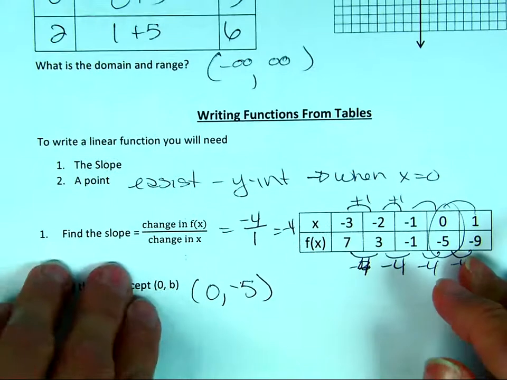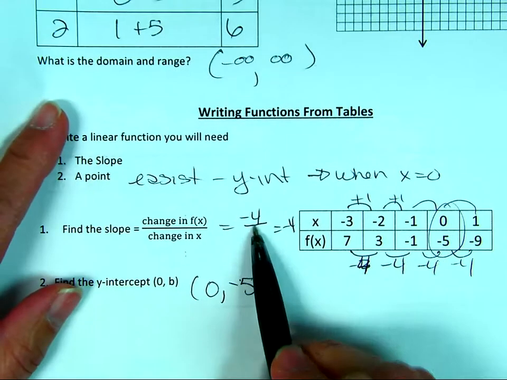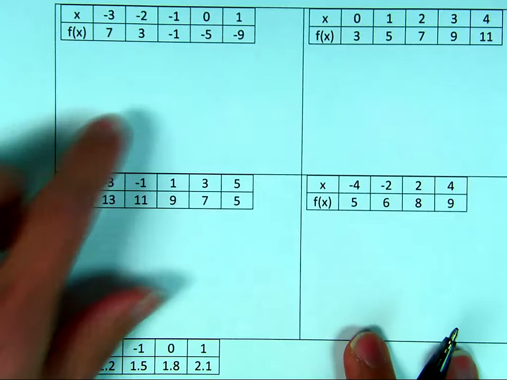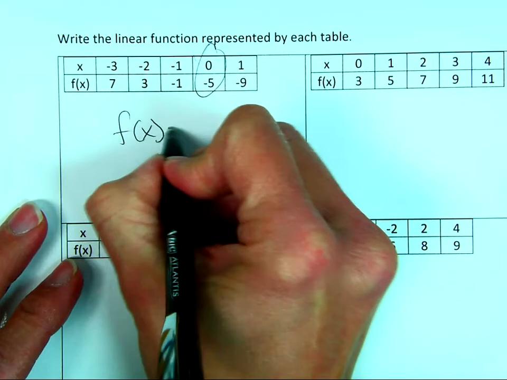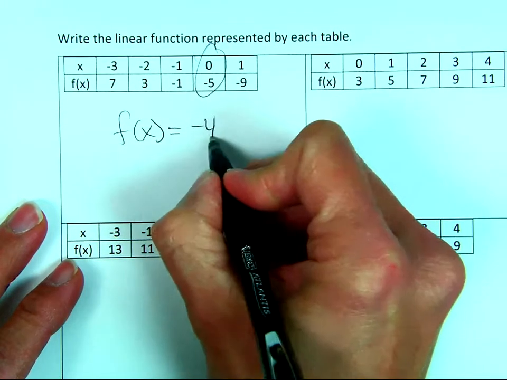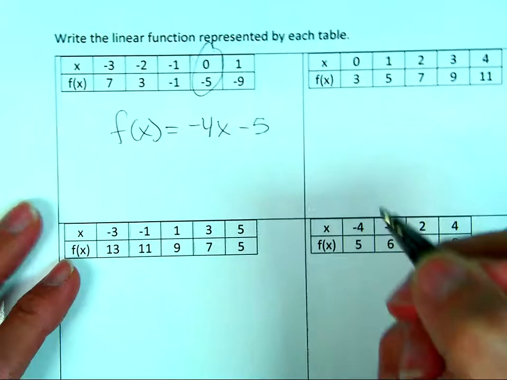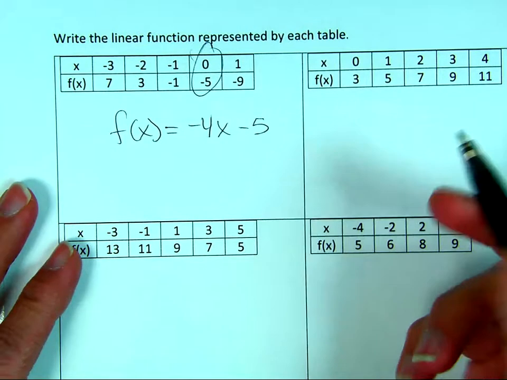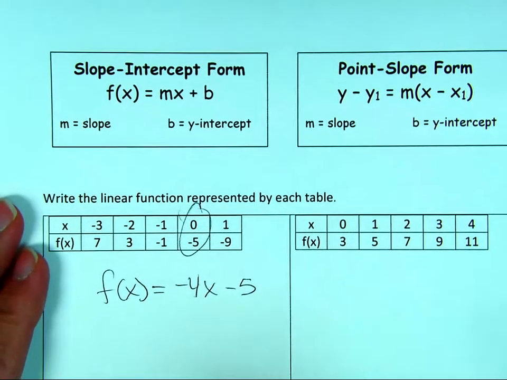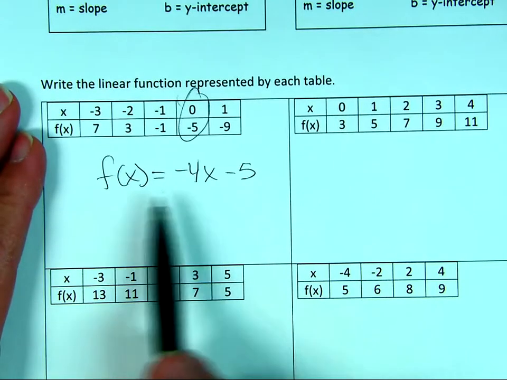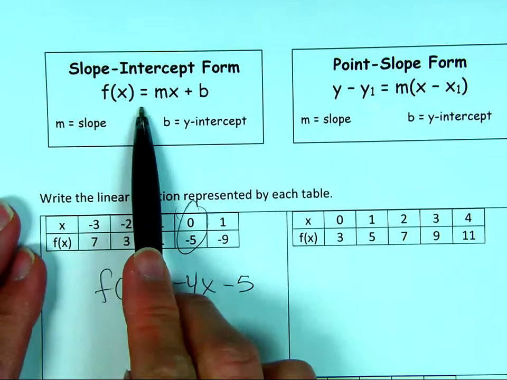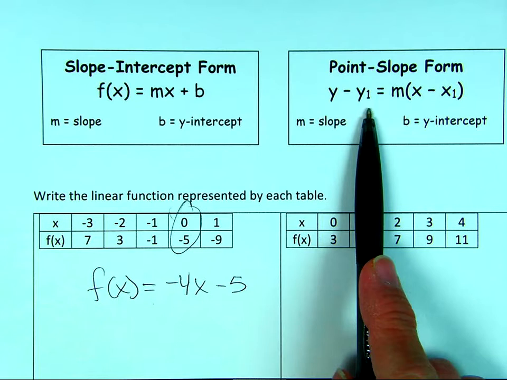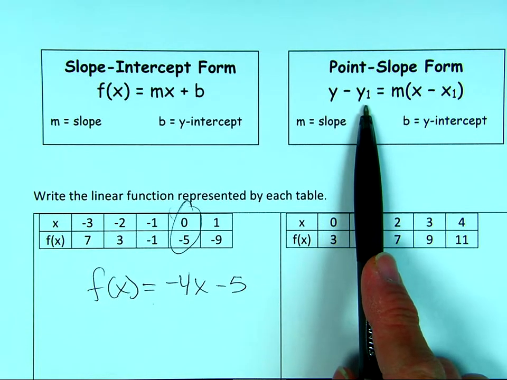So if I know my slope is -4 and I know my y-intercept is -5, that's this one right here, it's the same one, then I know my f of x, my linear function, would be slope times x, then plus the y-intercept, -5. Now when you're writing these equations, you always need to have it in f of x equals mx plus b form. You could still start with y equals and then get the y alone and change it to f of x. So it doesn't matter which way you start, but at the end it needs to be like this.